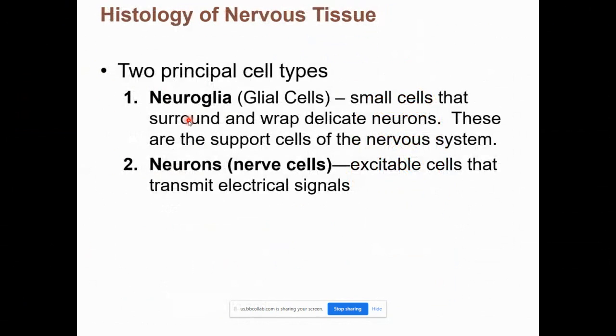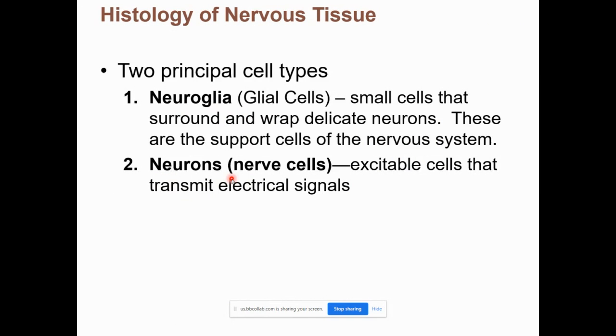So, two types of cells in the nervous system: neuroglia, or glial cells, which literally means glue cells, or nerve glue. There's a group of 6 cells that have specific jobs that we'll get to. We're going to name the 6 types of neuroglia and their function. So hold off on that.